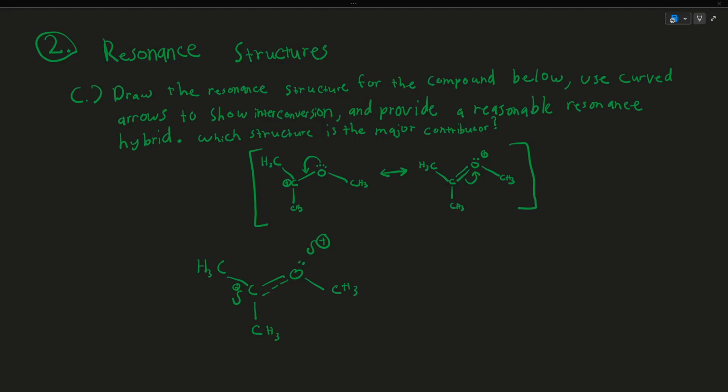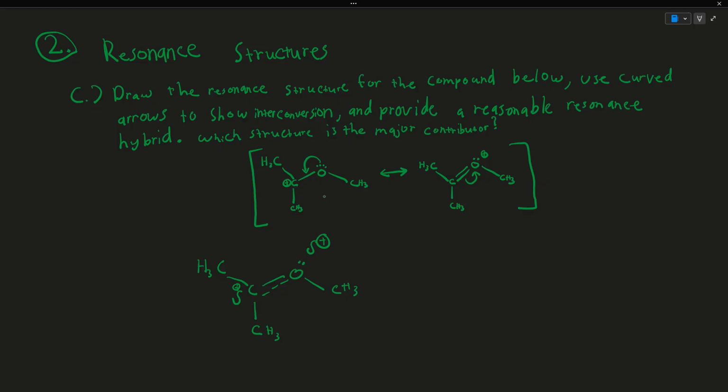So we talked about how resonance hybrid is the weighted average of all the Lewis structures, but how do you know which one is weighted more than the other, right? And so let's say the question asks you which of these structures is the major contributor. This could be for many reasons, right? There could be many reasons why one structure is more of the major contributor than the other.